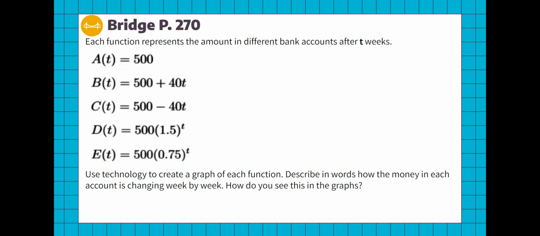All right, so the bridge starts on page 270 if you would like to locate that in your workbook. You can go ahead and follow the directions that you see here. This has 5 different functions that are representing amounts in different bank accounts after 2 weeks. You are going to use your graphing technology to create a graph of each of these and describe how the money in each account is changing week by week and how you can see that in the graphs. Please go ahead and pause the video and complete this for yourself. And once you are done, you can come back and play the video to check out your solutions.